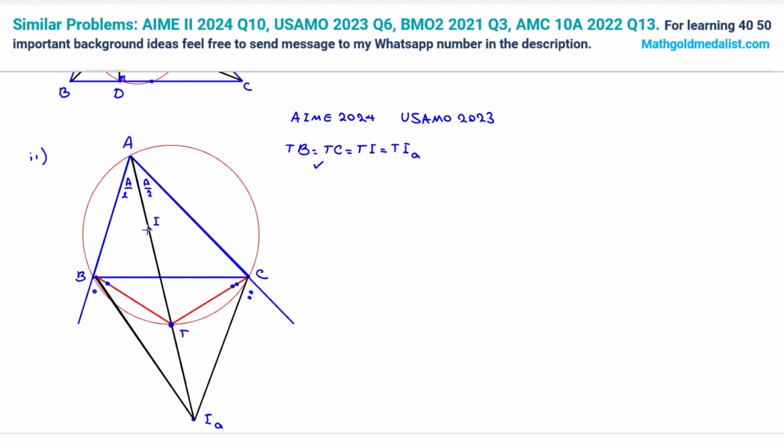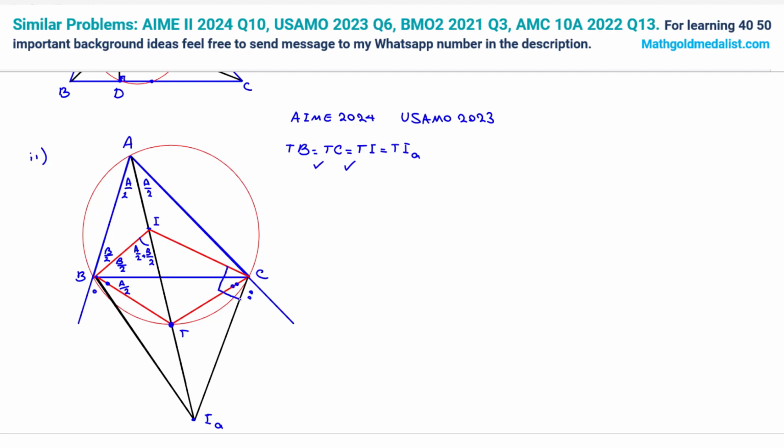Now I want to prove it is equal to also TI. By angle chasing, I can easily prove this. Because BI is the angle bisector of B, it is B over 2 this one, B over 2 this one. It is equal to this arc, this one, A over 2. This angle is the exterior angle of this triangle, A over 2 plus B over 2. And as you can see, this angle is equal to this angle. Both of them are A over 2 plus B over 2. So TB is equal to TI. We proved this. The only thing that is left is equal to TIA.